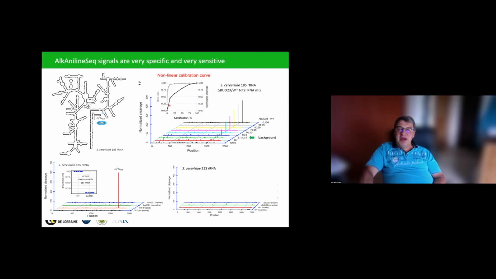So we are very, very sensitive for low percentage of modification, but I would say the resolution of precision for quantification is lower when molar ratio is between 50 and 100%. But sensitivity is very high. And the signal is really dependent on the presence of m7G and aniline treatment. Without aniline or in the deleted strain, there is absolutely no signal at this position. And also for 25S ribosomal RNA, the background is very, very low.